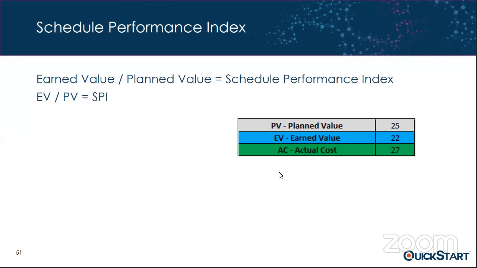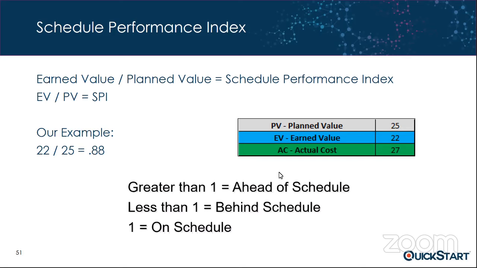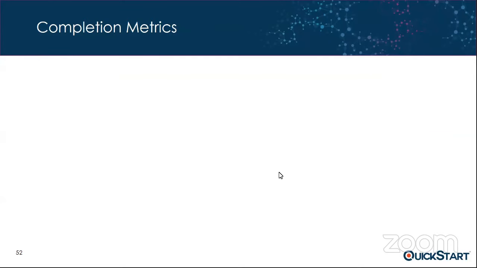So SPI, Schedule Performance Index, works the very same way. We have our example here where it's earned value divided by planned value, and with this given information, our 0.88 value is less than 1. So that's another way of showing that our project is behind schedule.